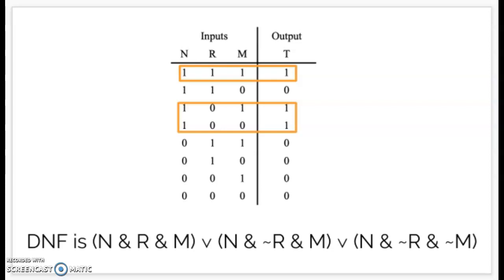And we see that all of a sudden, instead of constructing all of these in a circuit, we're just going to focus on these three. We see that the DNF form utilizes these three, where we have N and R and M equaling this first line, N and the negation of R and M equaling the second line, and N and the negation of R and the negation of M equaling this third line.